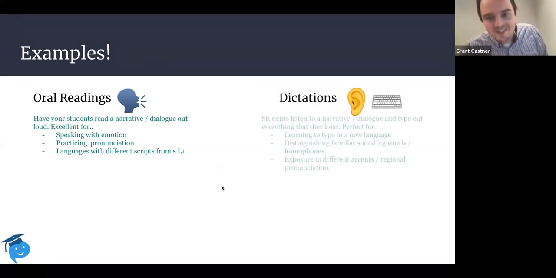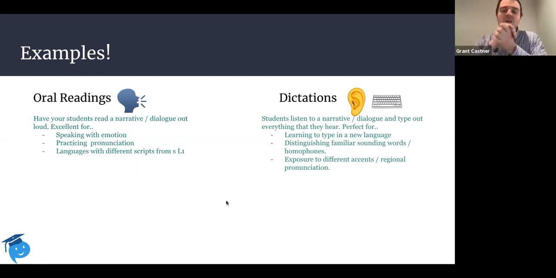Yes, I said it. Dictations. I love dictations. You listen to a narrative or dialogue and all you do is type out what you hear. It is perfect for learning, it's great typing practice. When we learn new languages, we have to read, we have to write, we do a lot, but we also have to type.